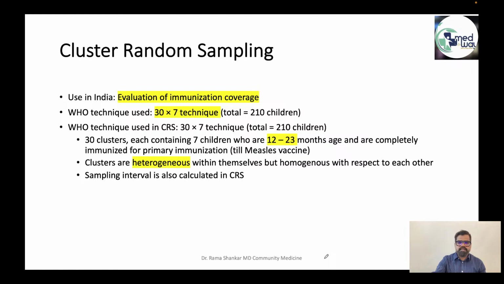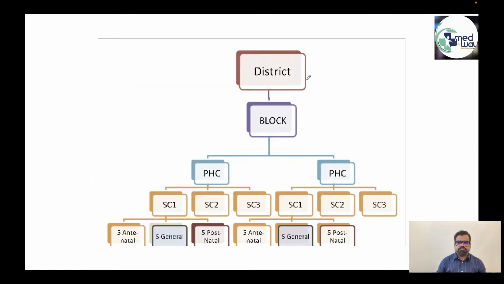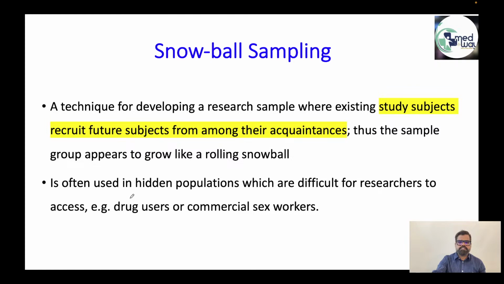Multi-stage random sampling, I'll just show you here. First you select district, then you select blocks, then you select PHC, then you select sub-centers. So you're doing it in phases, right? This is multi-stage sampling. Then you have snowball sampling.